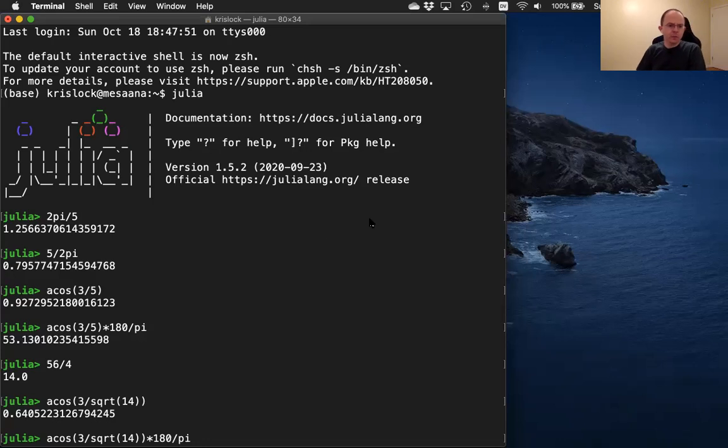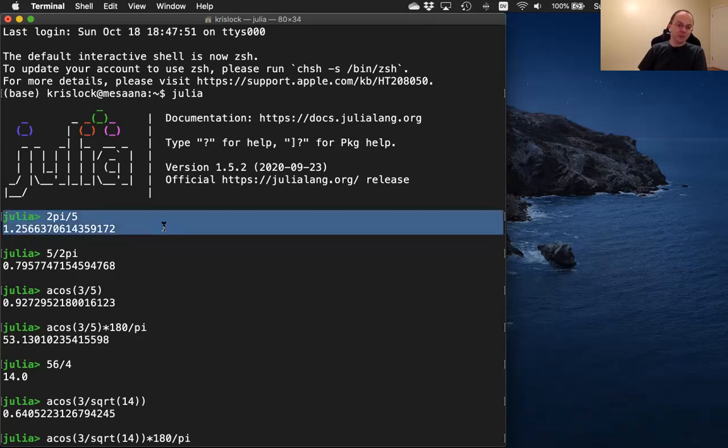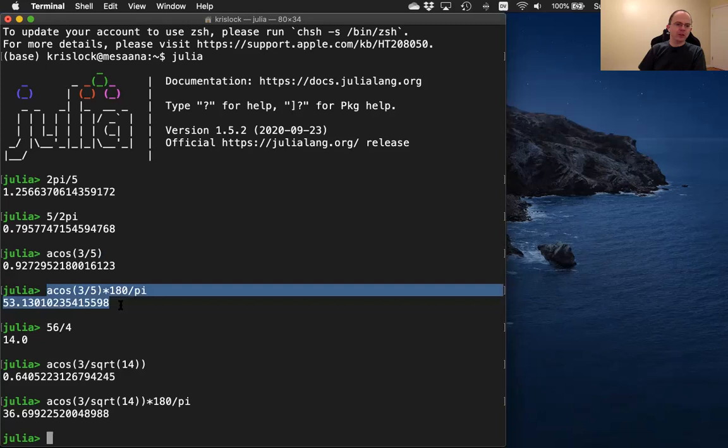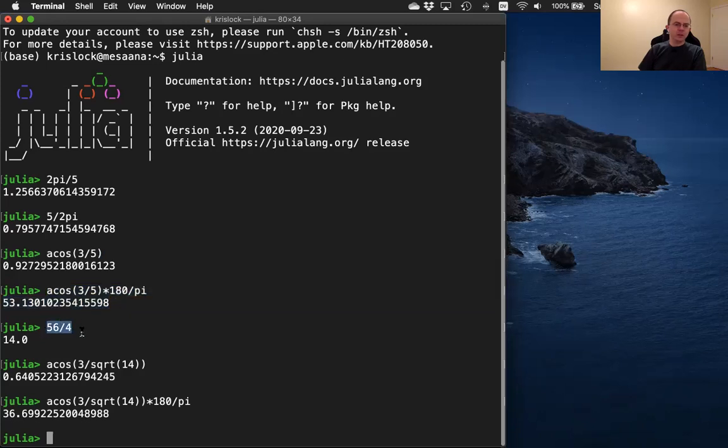Okay, so here I am in Julia on my computer. So this is the Julia that I've been typing everything into to do my calculations. So there's that initial 2 pi divided by 5, for example. 5 divided by 2 pi, arc cos of 3/5, and then in degrees. And then I was just doing that because I couldn't figure that out, and so on. So here's everything. But now I can type in my functions.